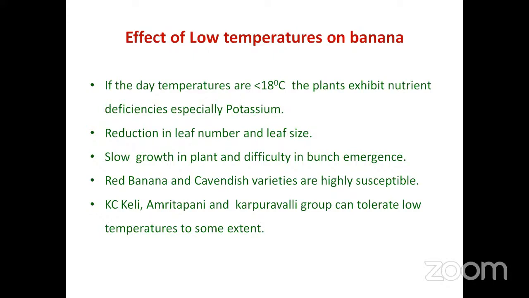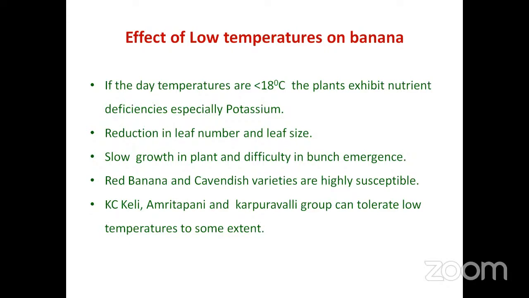Especially the Cavendish varieties, Tala-Chakarkeli and red banana are highly susceptible to low temperatures, whereas Karpur Chakarkeli, Amritpani and Karpur Valley group can tolerate low temperatures to some extent. When low temperatures are observed, the rate of appearance of new leaves is affected, because the rate of appearance of the new leaf is the measure for the progression of plant growth towards maturity.